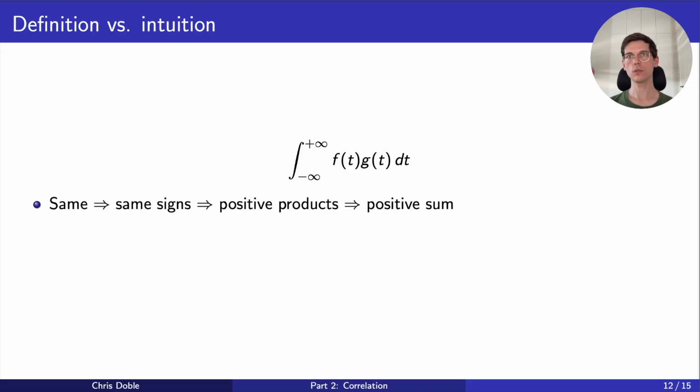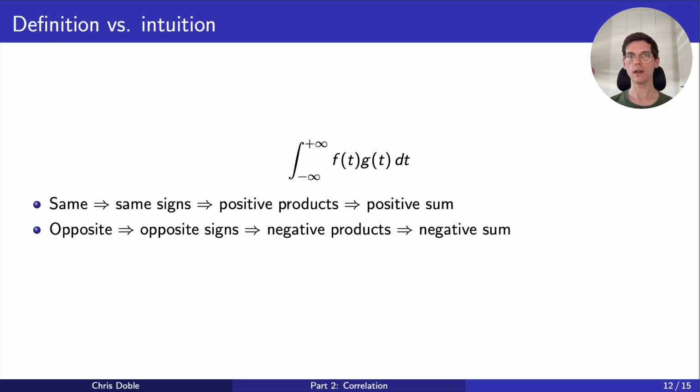Well, if two signals are almost the same, we'd expect them to have the same sign at most points in time. So their product will usually be positive, and they'll sum to a positive correlation. If two signals are almost opposites, we'd expect them to have opposite signs at most points in time. So their product will usually be negative, and they'll sum to a negative correlation.